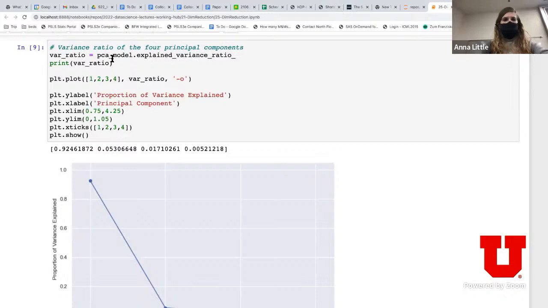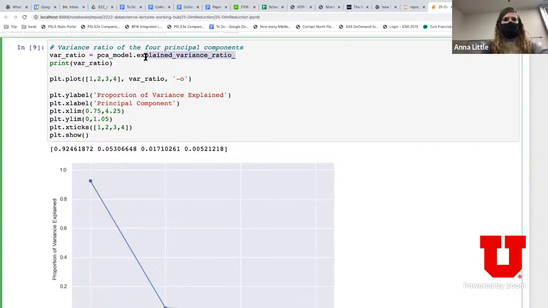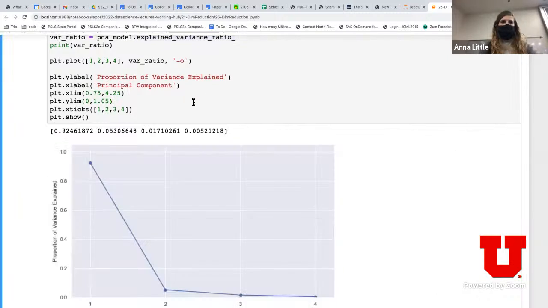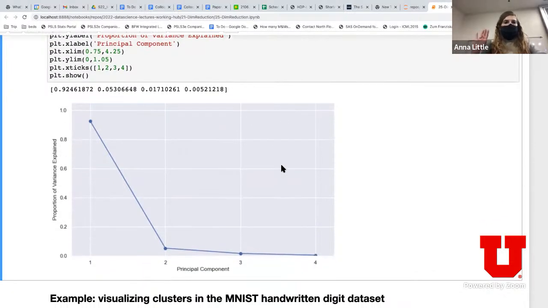When you do PCA, you can access this really useful quantity called the explained variance ratio. And that's what we're going to plot right here. This was a 4-dimensional data set, so here we've got 4 different principal components. And how should you interpret this picture? First we start off with 0.92. That's associated with the first PC, then 0.05, and then it goes down.